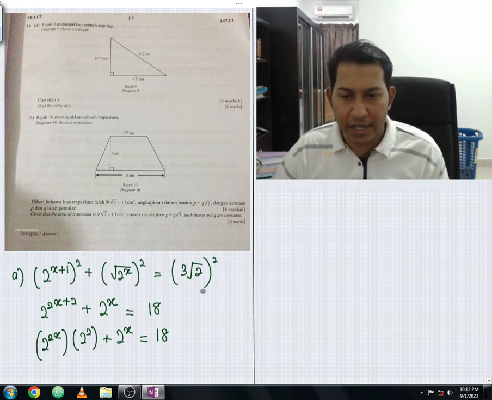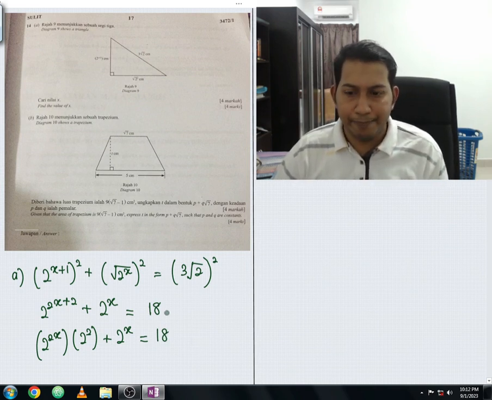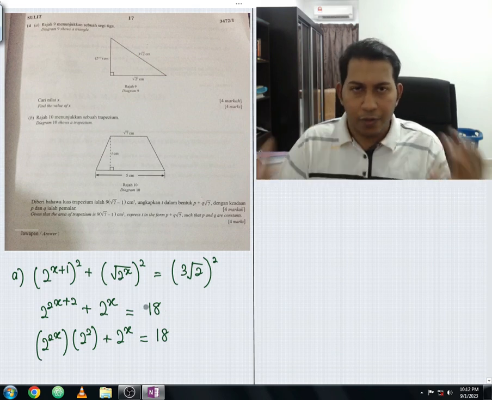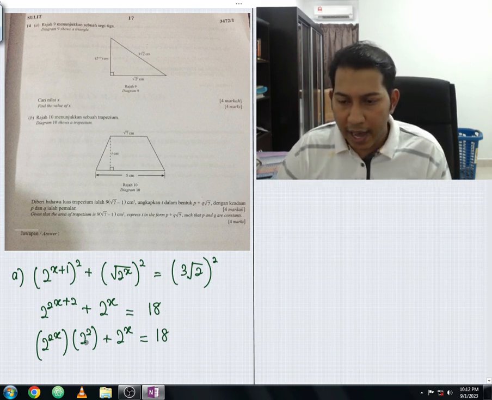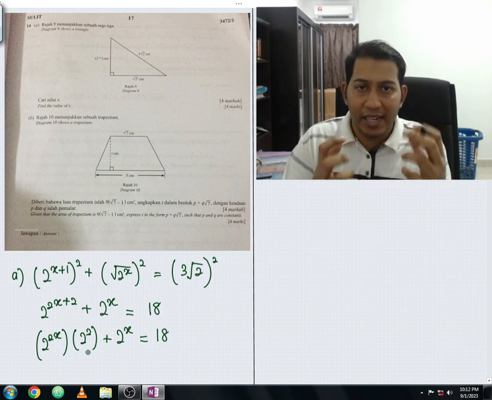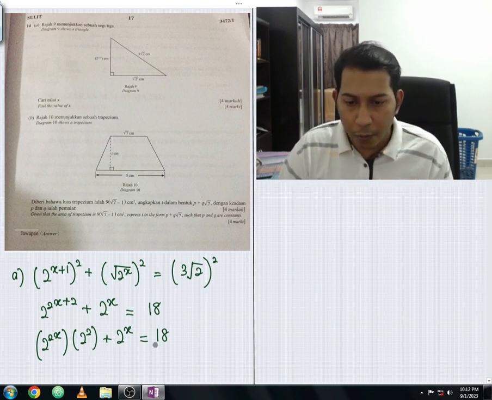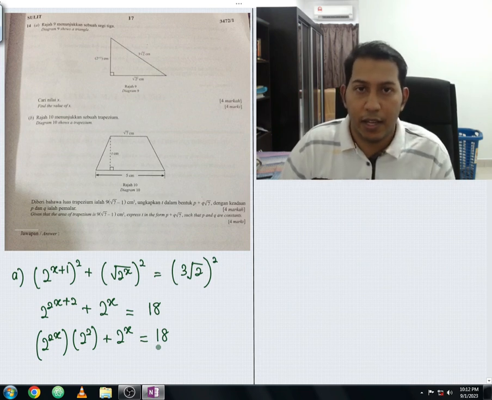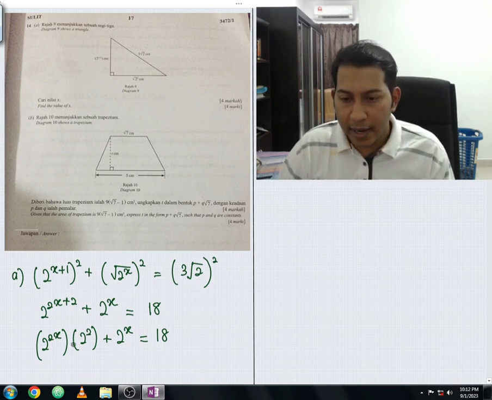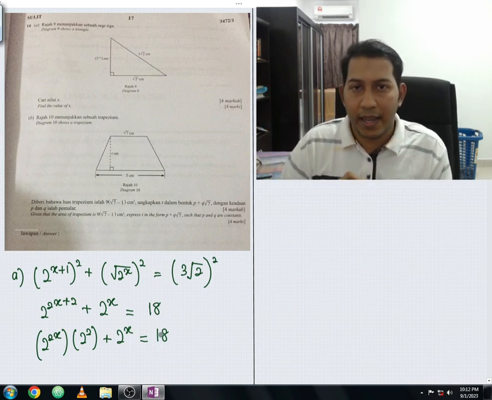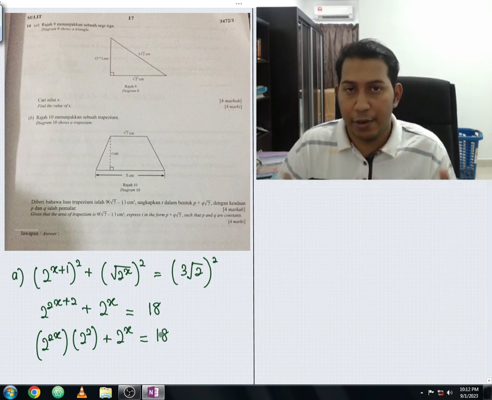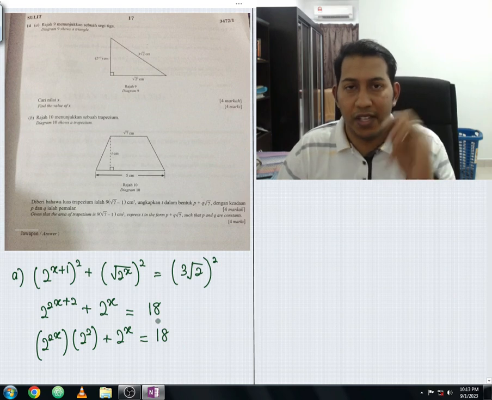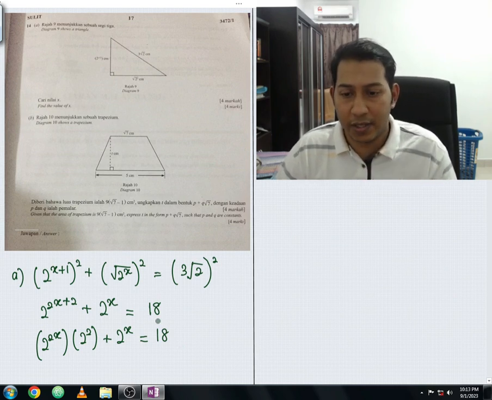Now you have noticed something. This 18, no matter how much we simplify, we still can't get up to the base 2. We can't form the base 2 unless over here we have the number 8, then we might have a chance. 2 to the power of 3, and then we can compare them, and that's how we'd get the base. But here the scenario is different. So how are we going to solve this type of indices question?